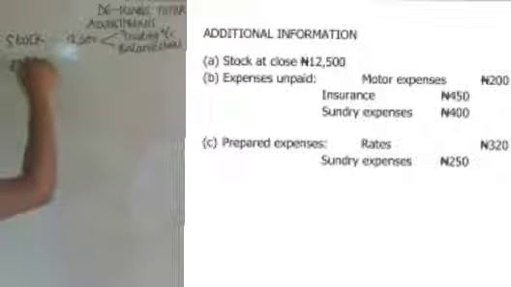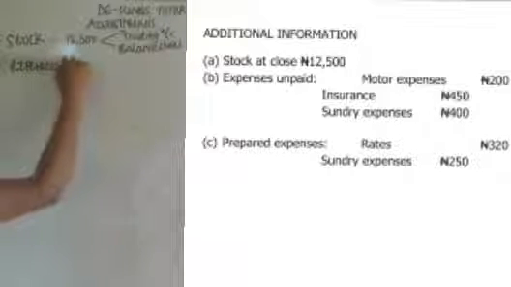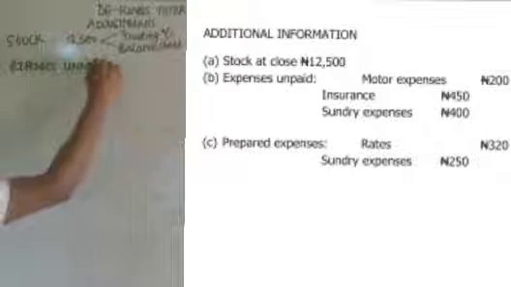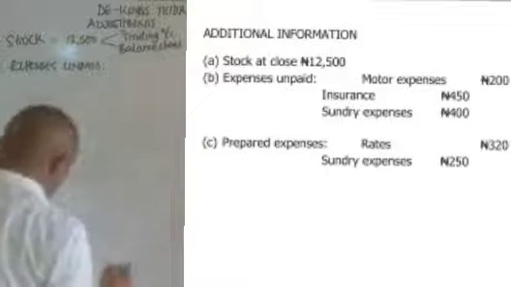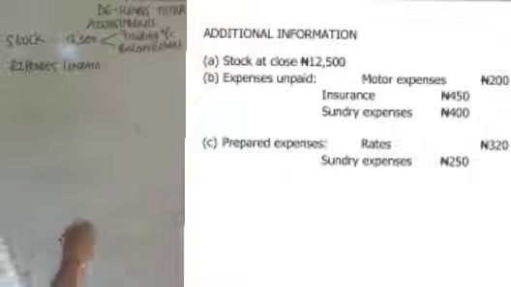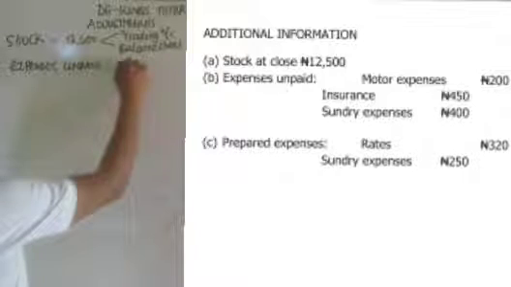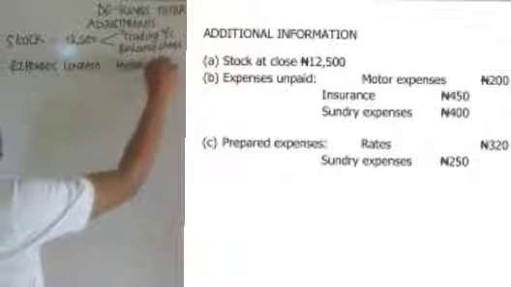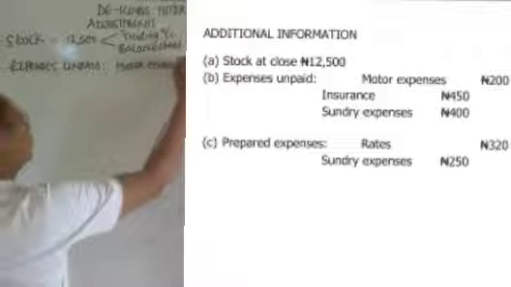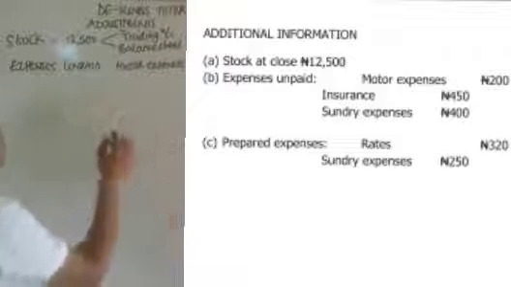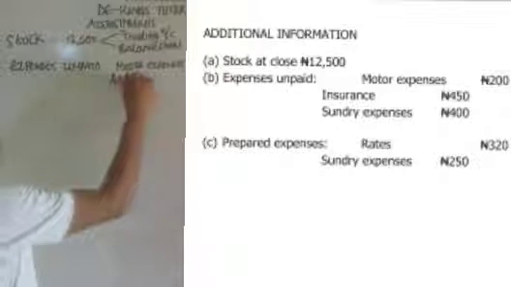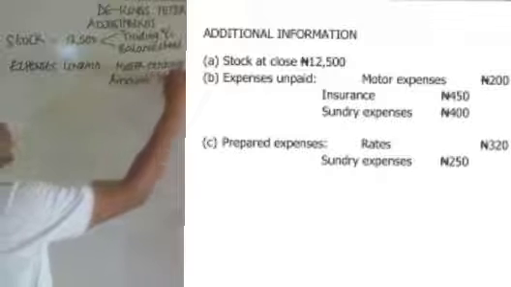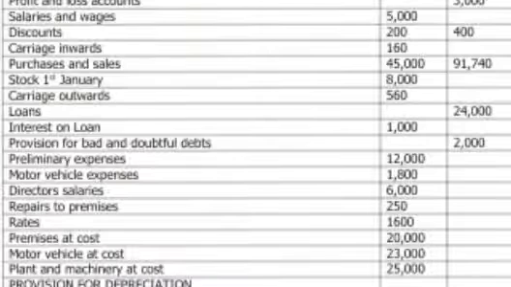Say expenses unpaid. The first one is motor expenses. Okay. Now we're going to check the amount that was paid in the trial balance. How much was paid there? Now if you check in the trial balance, you'll see the motor expenses, the amount paid there is 1/8.